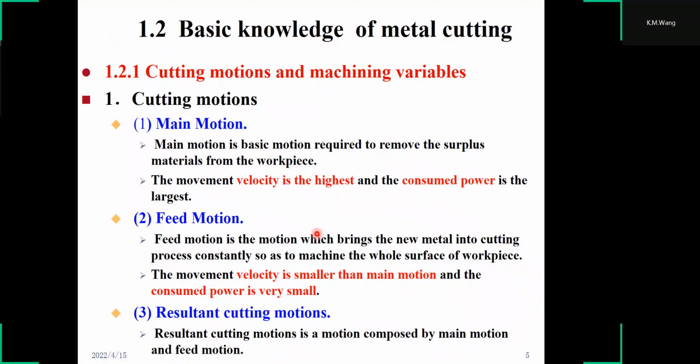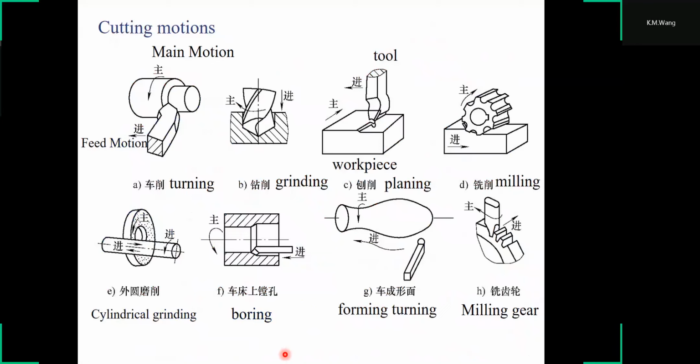And the resultant cutting motion is the motion composed of the main motion and the feed motion. This is the different cutting motion. We can learn the main motion and the feed motion in the turning process. You can know that the main motion is the workpiece, due to its fast velocity, and the feed motion is the tool, due to its speed or velocity being slower than the main motion.